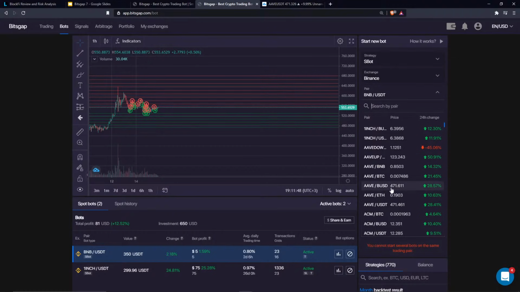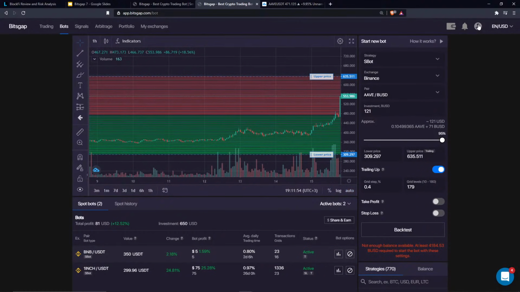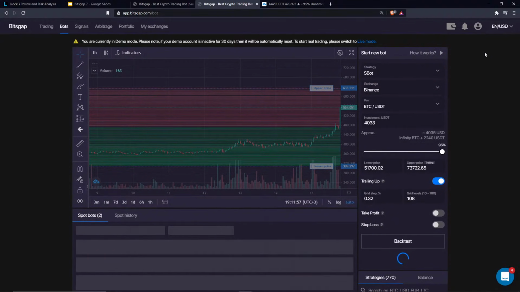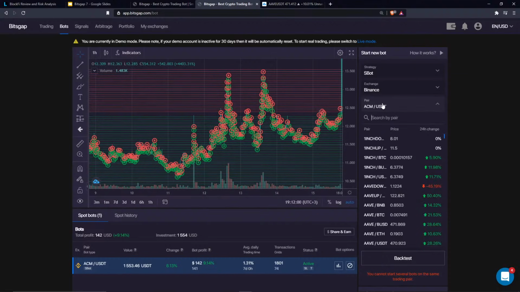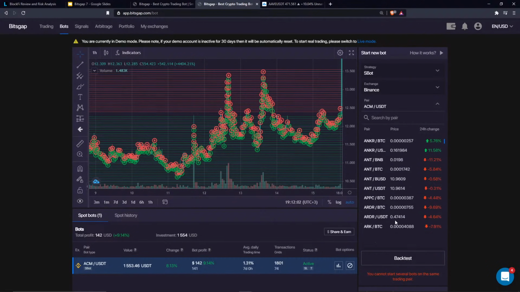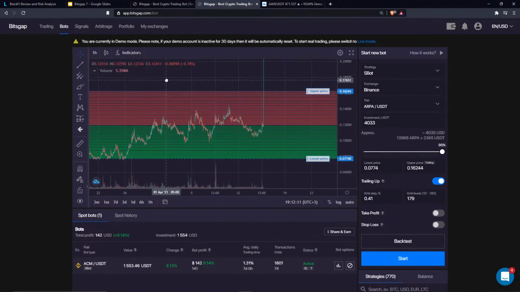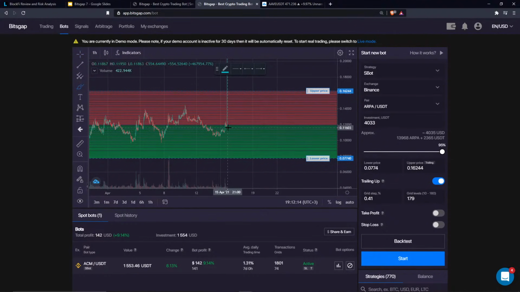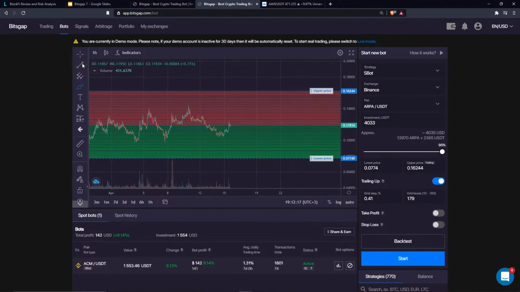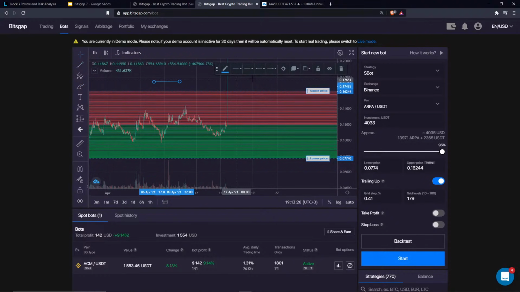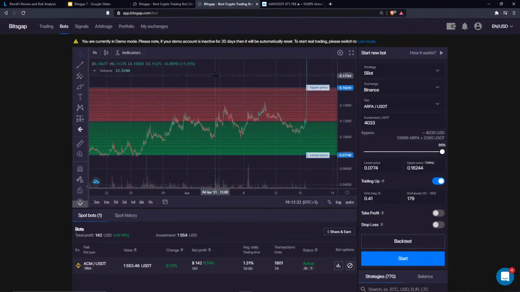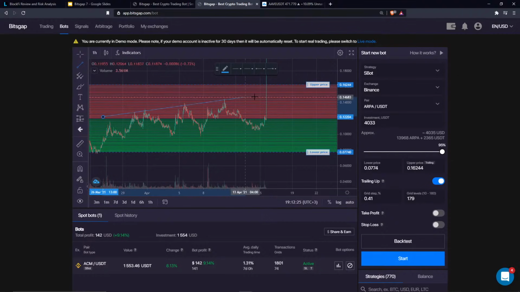Let's say we want to trade AVE to BUSD, and let's actually switch to the demo mode where I have virtual money to trade with. Maybe let's use another one, just maybe ARPA to USDT, why not? So here the thing is that if you think the market is gonna move sideways like this, and it's been actually moving sideways for some time, as you see over here, it's more or less a sideways market.